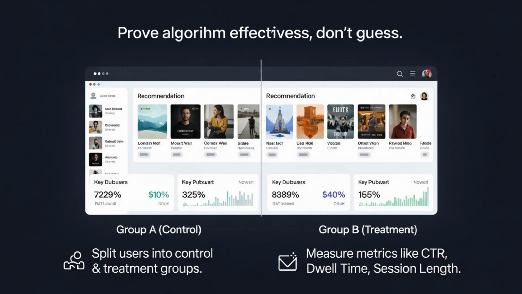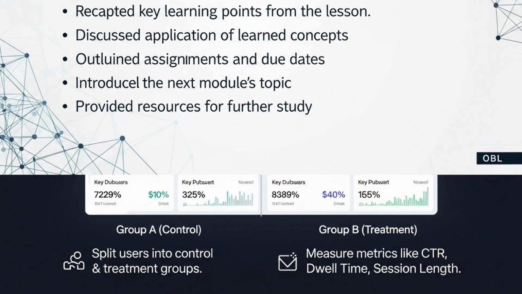What metrics truly matter? Click-through rate, or CTR, is a good start, the percentage of recommendations clicked. Dwell time, the average seconds users spend viewing content, indicates deeper engagement. And session length, how long users stay on the platform, is often the ultimate success metric. Remember, you need statistical significance to confirm your results are real, not just random chance. Typically, a p-value less than 0.05 is the benchmark.